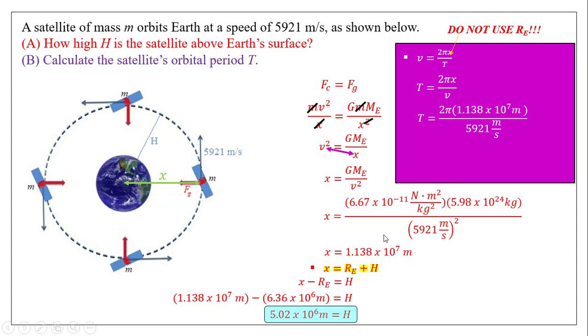Okay. So x here is 1.138 times 10 to the 7th, which I just carry up here. Again, do not plug in the radius of the Earth here. Okay. Here, v is given to us as 5921. And if you plug this all in your calculator, you should get a value of 7.15 times 10 to the 7th in the numerator. And then the denominator is the same. And if you simplify that further on your calculator, you should get about 1.21 times 10 to the 4th seconds. All right. And that is that for part B. So the orbital period is 1.21 times 10 to the 4th seconds.